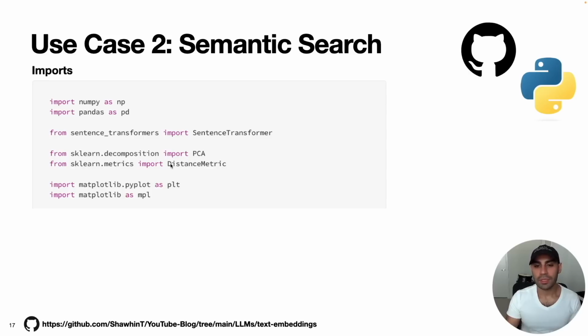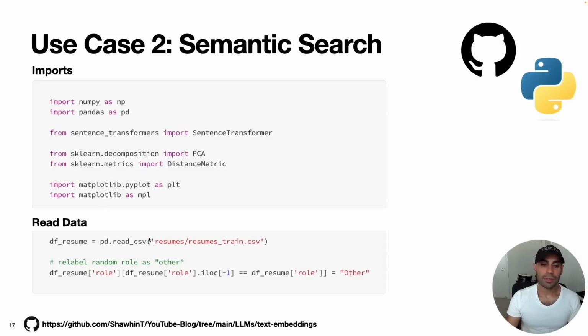And then we'll import this distance metric function, which will allow us to measure the distance between the query and all the different resumes in our database. Finally, we'll import matplotlib to visualize some things. Okay, so here we'll read in the data in the same exact way as before.